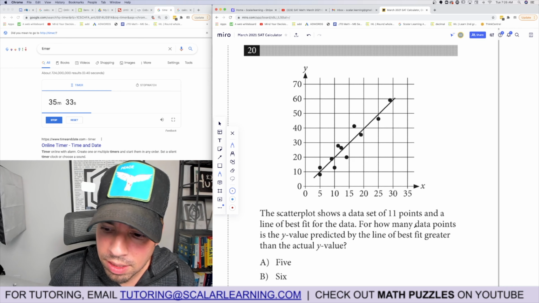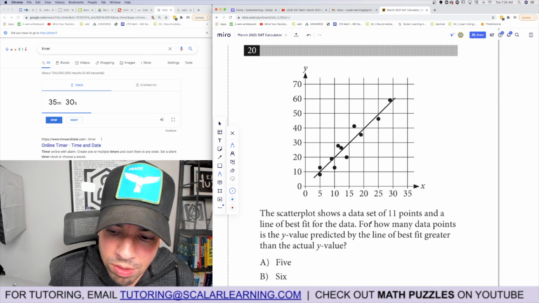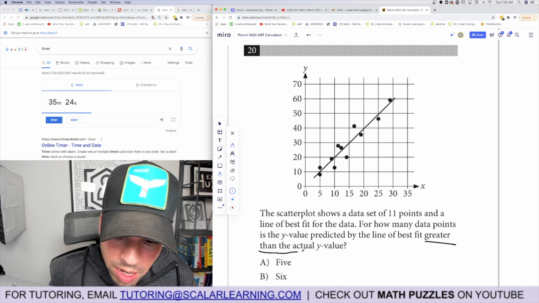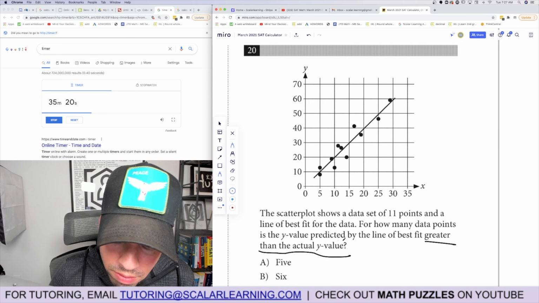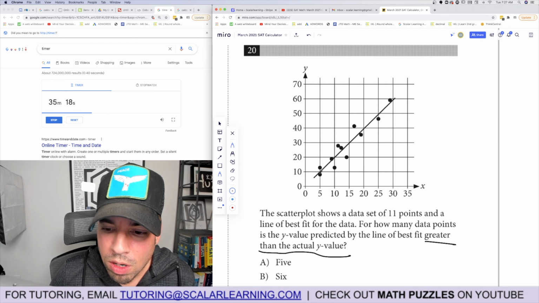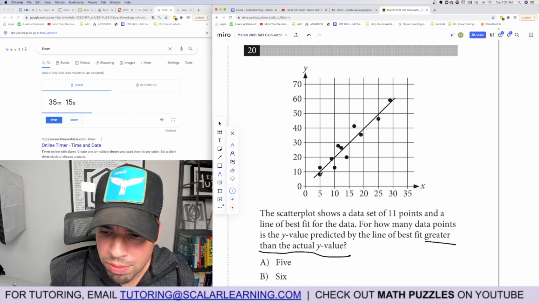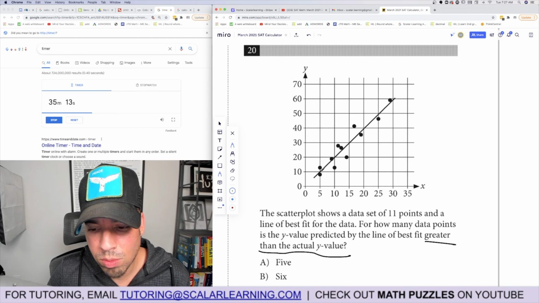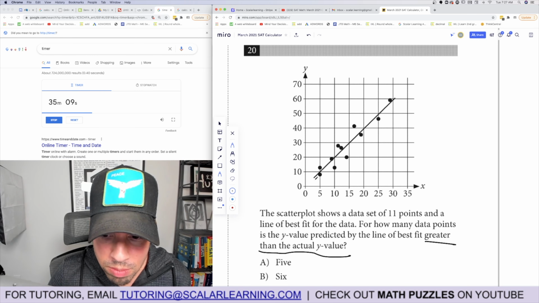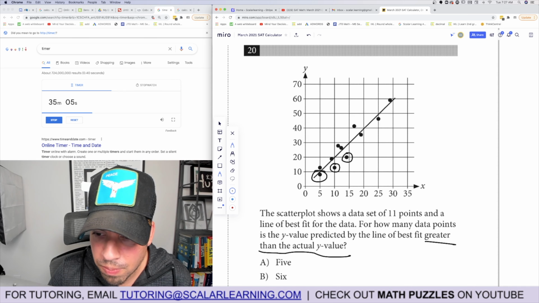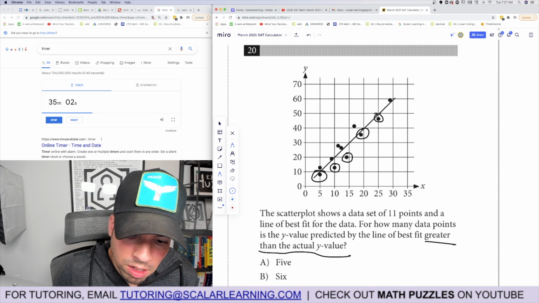Scatterplot shows a data set of 11 points and a line of best fit for the data set. For how many data points is the y value predicted by the line of best fit greater than the actual y value? Let me just read that again. For how many data points is the y value predicted greater? Okay, so basically, where's the line of best fit above the points? That's what it's asking, because we're saying the y value of the line of best fit is going to be greater than the points. So I'm going to count them like this: 1, 2, 3, 4, and 5. Done.